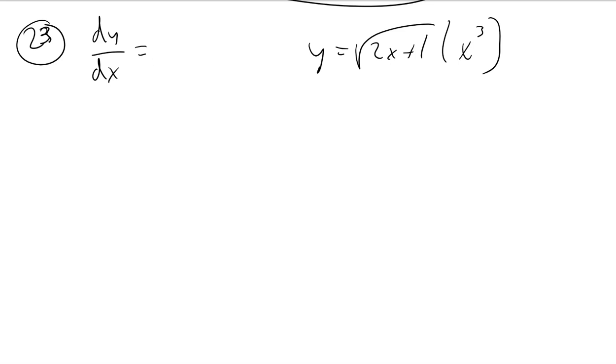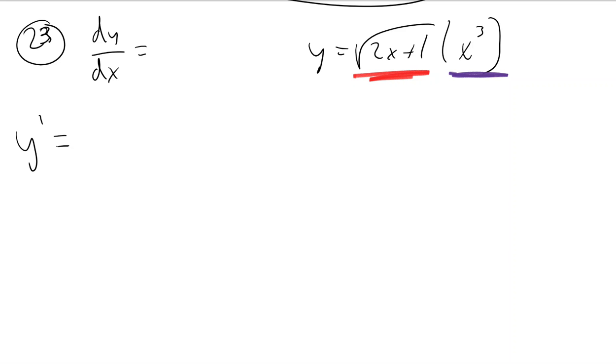Number 23 wants the derivative, and it gives us this function: square root of 2x plus 1 times x cubed. So what type of derivative rule are we going to have to use for this? It's got to be product rule. Something times something. So just like the quotient rule, you either need to memorize the formula or memorize the pattern.